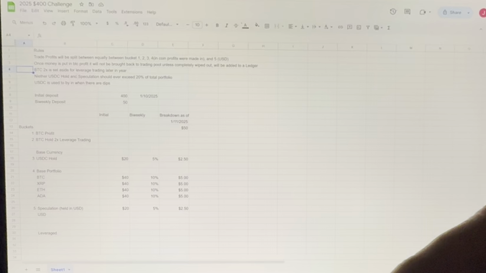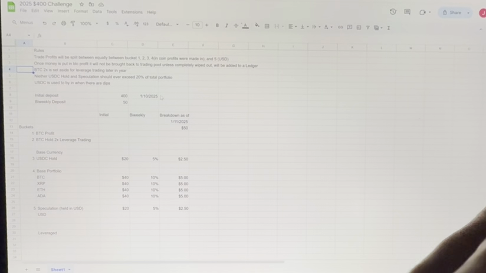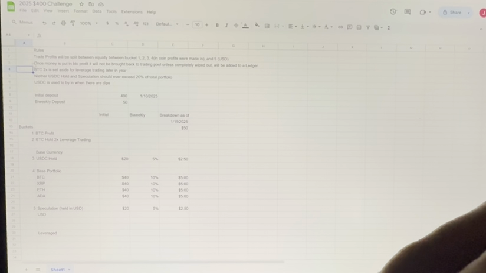BTC 2X is set aside for leverage trading later in the year. I probably won't start that till we at least have $100 in there. You could leverage trade at a lower amount, so I may go and set up a leverage trading account with $5 or $10 just because you can. But we're going to wait and see. And once we do that, we will make up our rules for leverage trading, i.e. how much do we keep in the trading pool, how much do we pull out into the BTC profit pool.